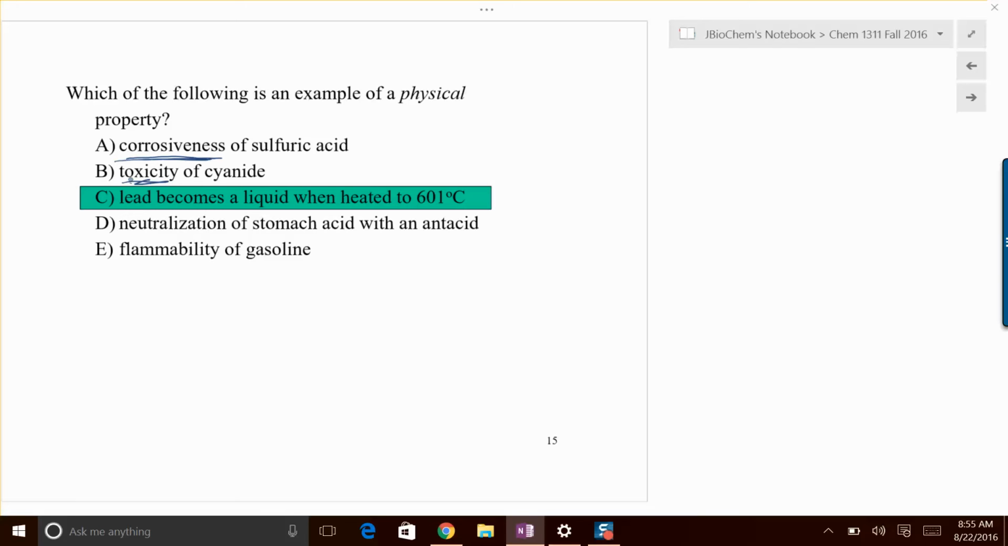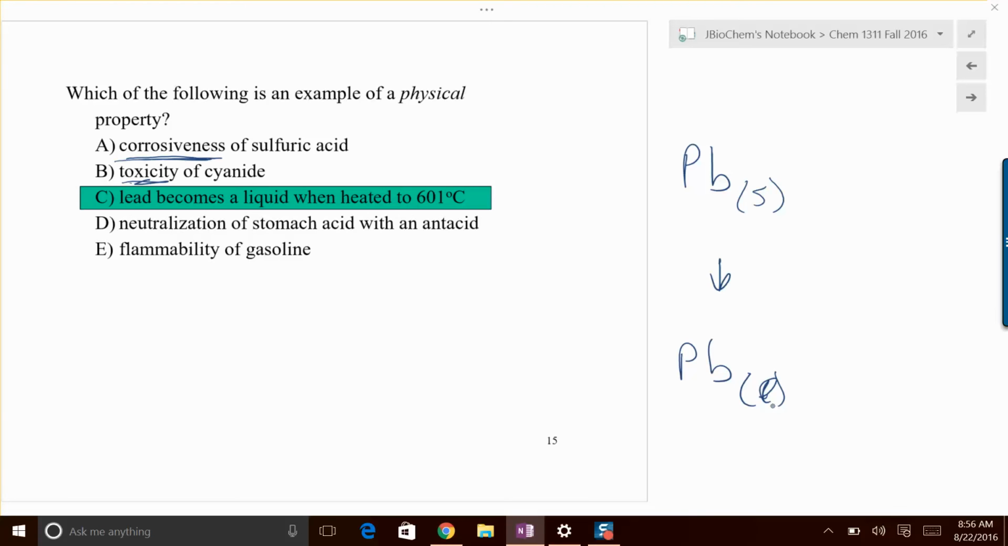Lead becomes liquid. That would be a physical means. So if I had solid lead, and it becomes liquid lead, I didn't change what it was, right? It's still lead. Lead solid to lead liquid. It didn't change its character. It didn't change what it was. It's still lead. It's just in a different physical state. It's no longer a solid. It is now a liquid.